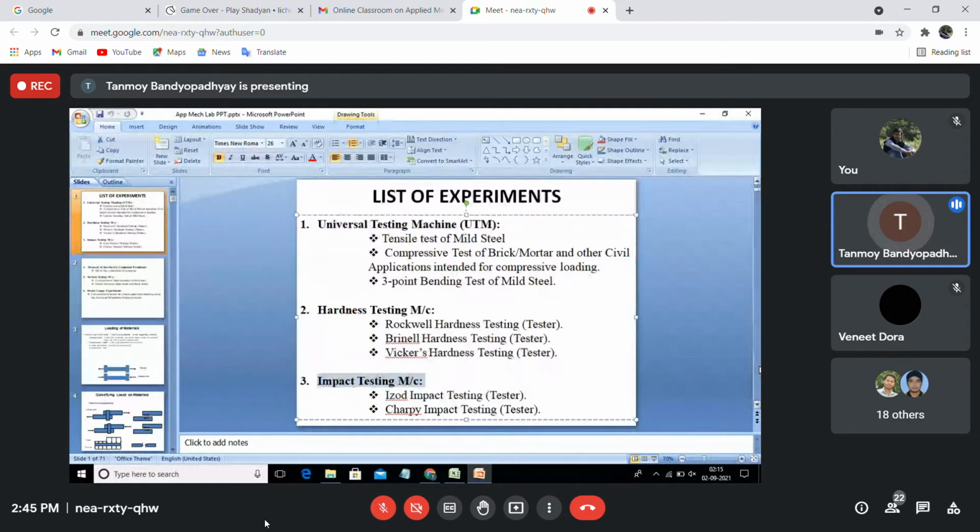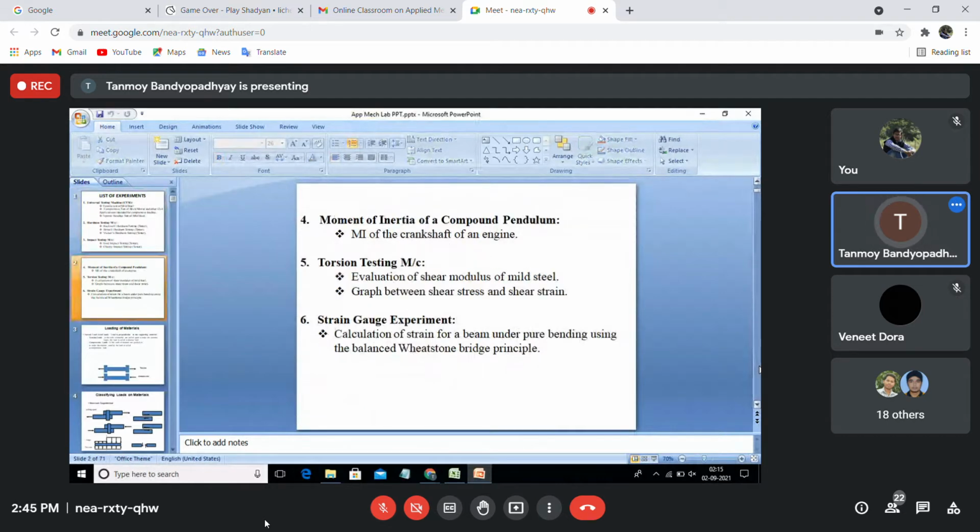The fourth one is the moment of inertia of a compound pendulum. You have heard of a simple pendulum. What is the difference between a simple pendulum and a compound pendulum? I hope you have studied. Whenever the mass is concentrated at one point, at the bob, you have a simple pendulum. And whenever the mass is distributed all over the body, which is the very general case, we call it a compound pendulum.